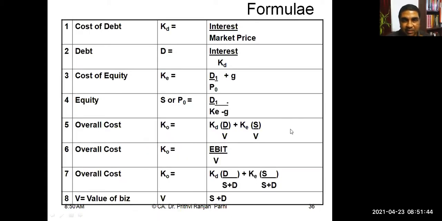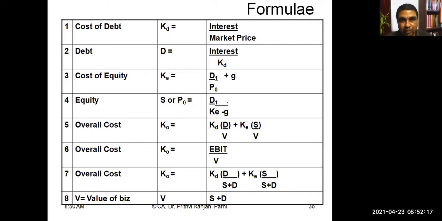Then again, some related formulas we have also understood. KD is equal to interest by market price of debt. Therefore, market price of debt is equal to interest by KD. KE is equal to D1 by P0 plus G. The logic of why it is so, I had explained in a previous class. If you are finding it difficult to understand, please refer to our previous video, which is already available on YouTube. You'll be able to understand.